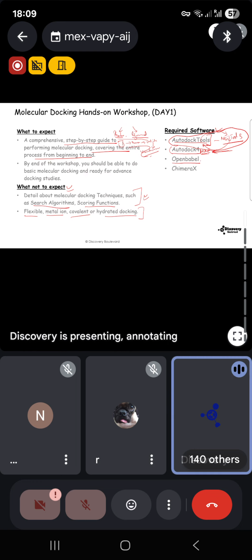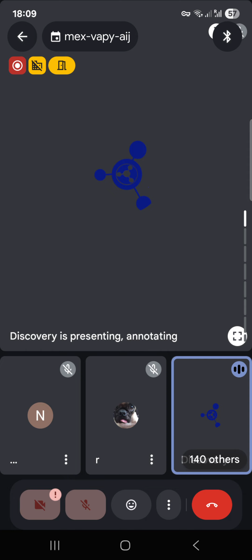But let's see how it goes. If we have time, we'll visualize, and for visualization we'll be using ChimeraX.